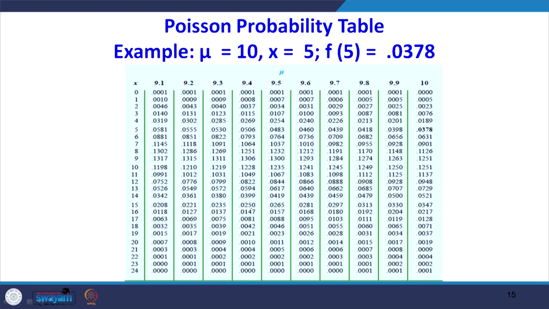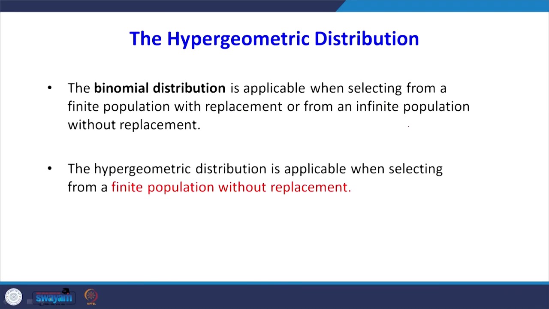So, when mu equal to 10, x equal to 5, you see in the column that shows mu, mu equal to 10 here, x equal to 5 is this value. This value is 0.378. So, you need not use your calculator, directly you can read it from the table, but we are going to use these things in our practical class. We are going to find out probabilities with the help of Python. Then we will go for hypergeometric distribution.